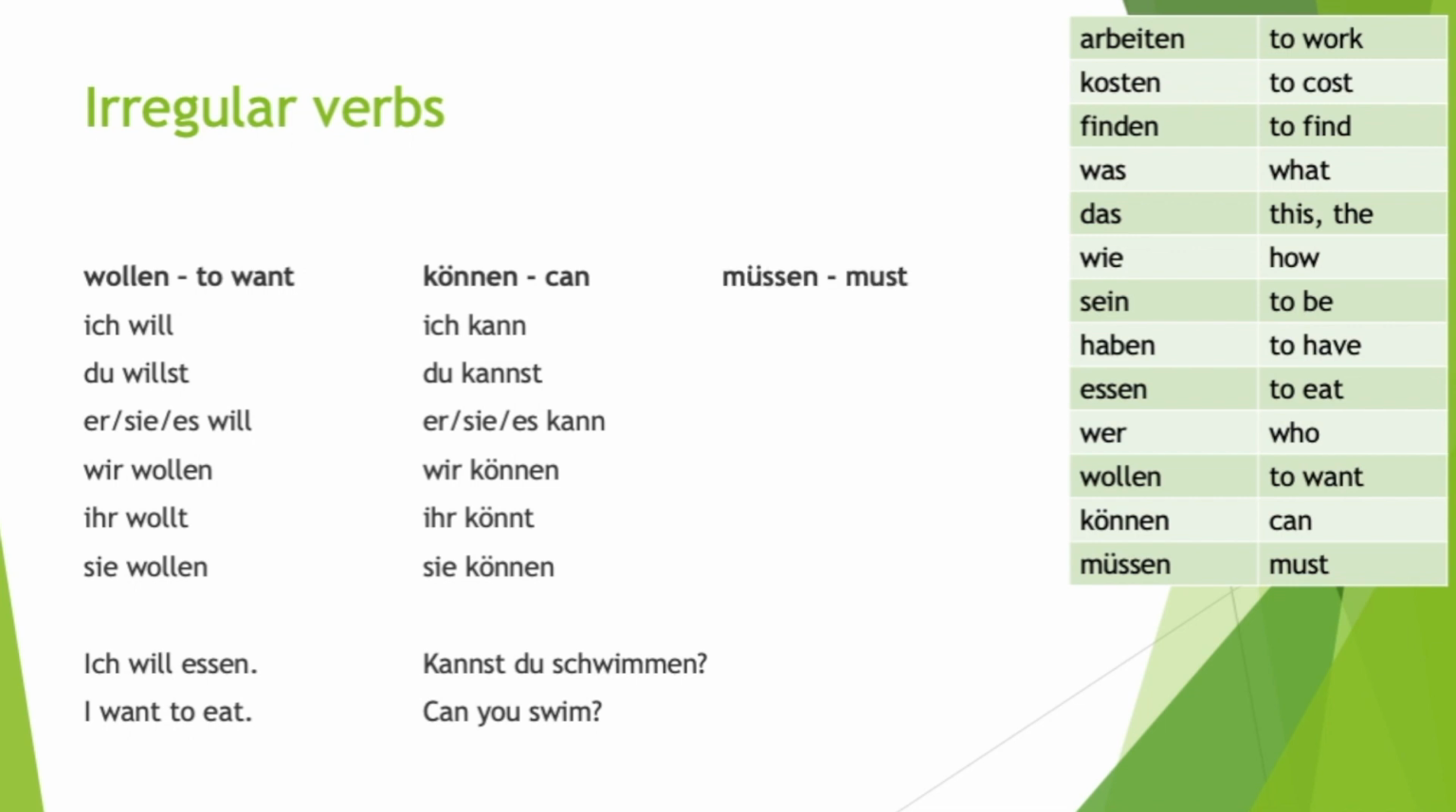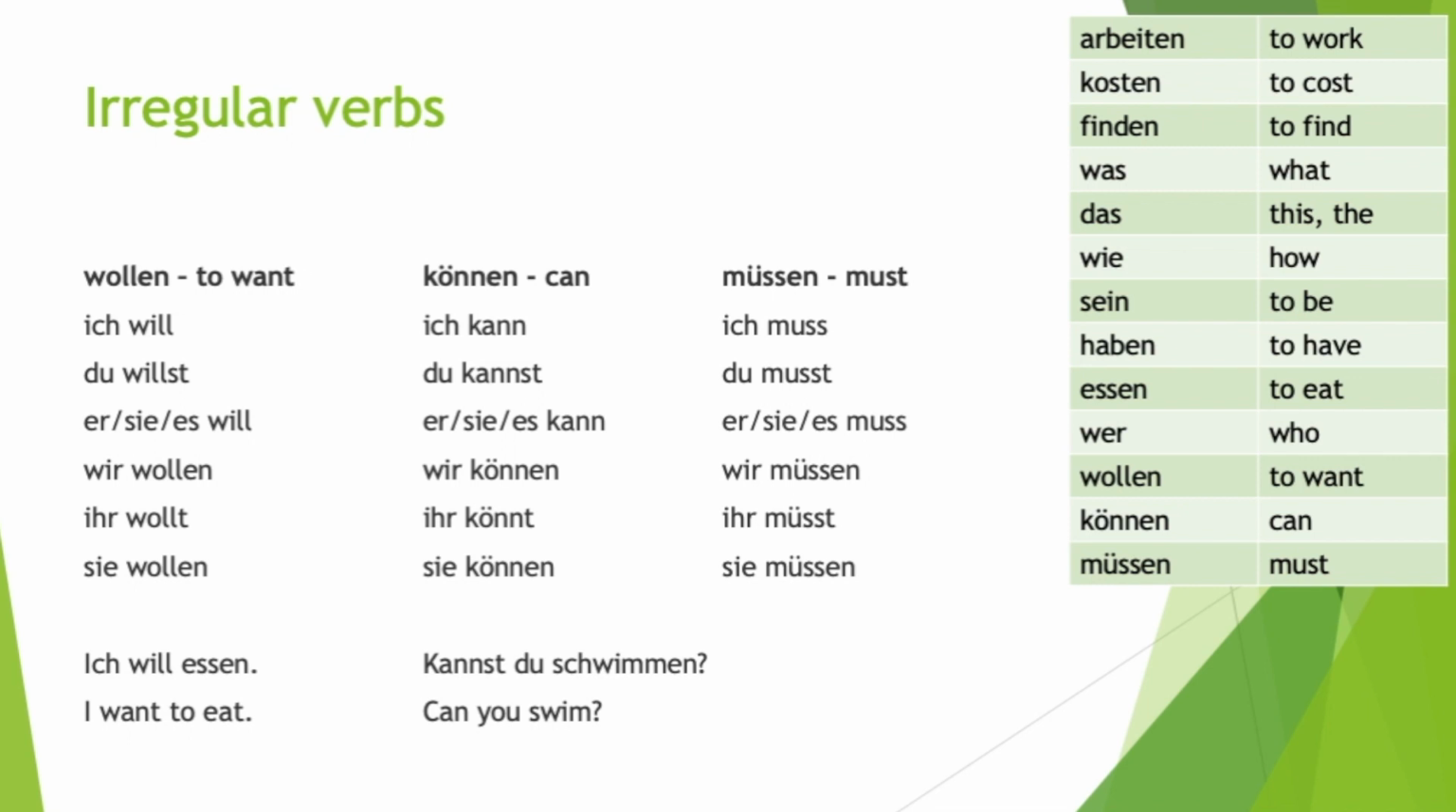Now, müssen, must. That U with the dots is another umlaut and is pronounced Ü. Ü, müssen. I know in English you'd rather use have to than must, but I still put must there because that makes it easier for you to remember because the words are so similar. Müssen, must. So I must or I have to is ich muss. Du musst. Sie, es muss. Wir müssen. Ihr müsst. Sie müssen.